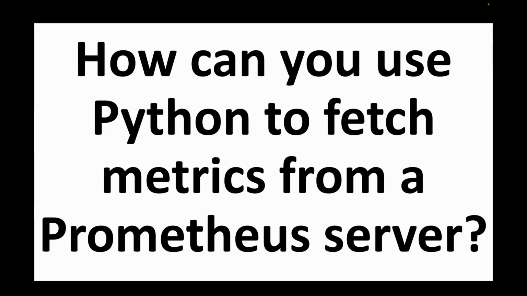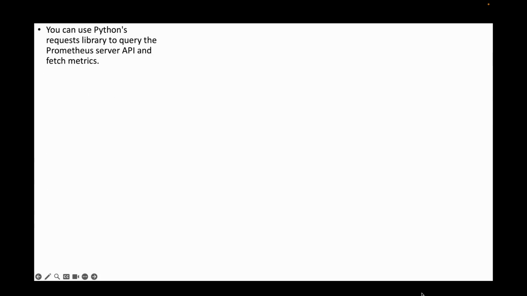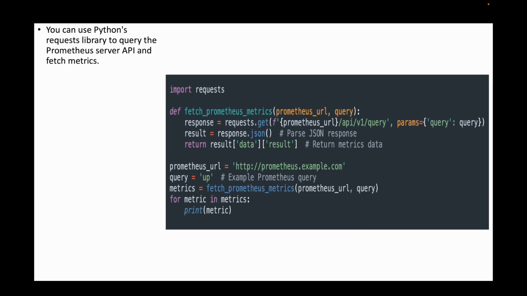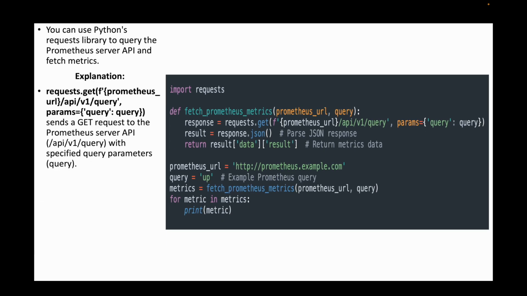The next question we have is, how can you use Python to fetch metrics from a Prometheus server? So for this, we can make use of Python's requests library to query the Prometheus server API and then fetch the metrics. So here is the example script that we have. So we are making use of requests.get, which is basically hitting the Prometheus API to get the required parameters, the query, whatever we want, and then we are parsing the JSON and storing it in this variable result.